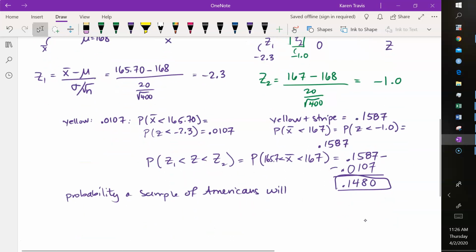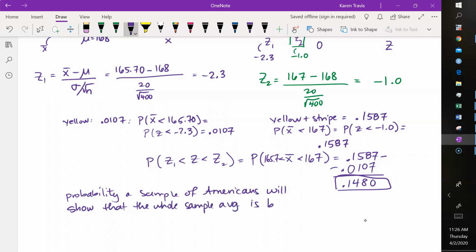So the probability that a sample of 400 Americans will show that the whole sample average is between 165.7 minutes and 167 minutes is a 14.8% chance. Remember, this is not the chance that an individual American will be watching TV between that amount of time. This is the chance that the sample average of 400 Americans turns out between those.